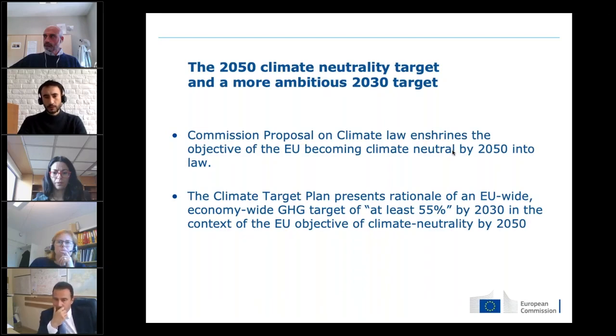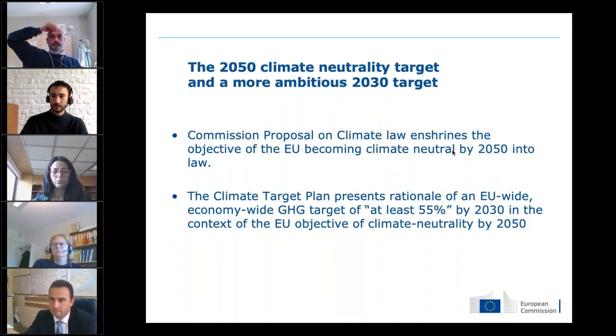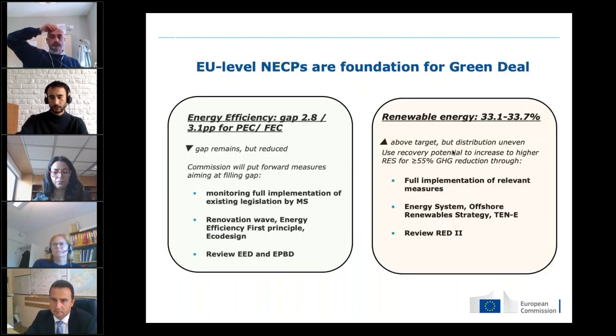So that was the 2030 framework until some days ago, but as you know, now we have a climate law which enshrines into law the objective of the EU being climate neutral by 2050. And for that, we realized that we need a more ambitious milestone by 2030. So this is where the climate target plan comes in, and we now have the economy-wide GHG target of at least minus 55% by 2030.